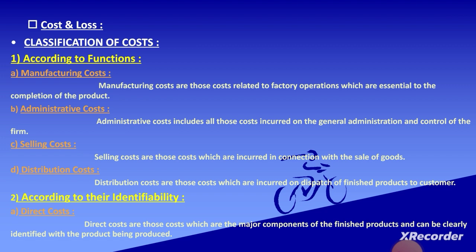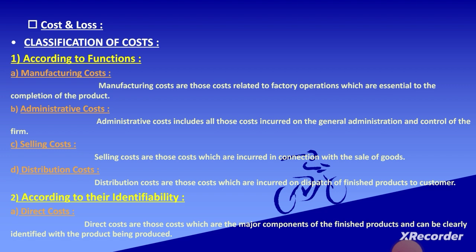And the third one is selling cost. Selling costs are those costs which are incurred in connection with the sale of goods. For example, cost of warehousing, advertising, salesman salaries, etc. Distribution cost. Distribution costs are those costs which are incurred on dispatch of finished products to customers. For example, packing, carriage, insurance, freight outwards, etc.